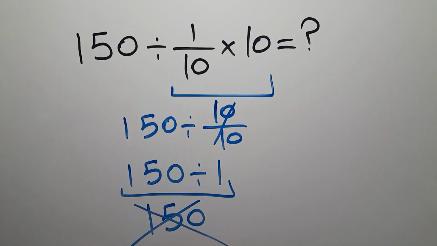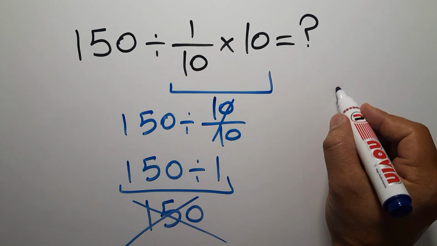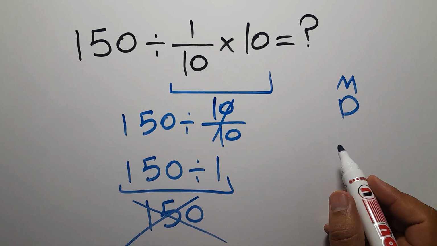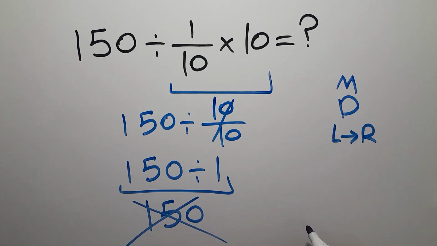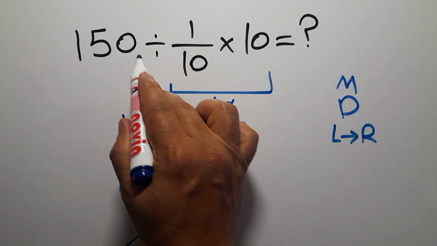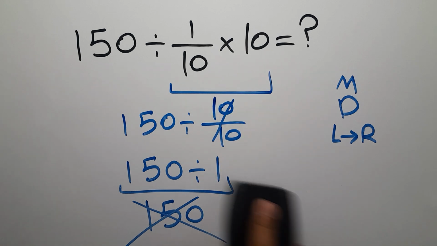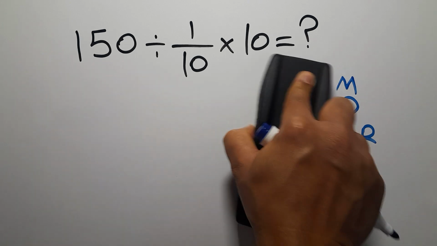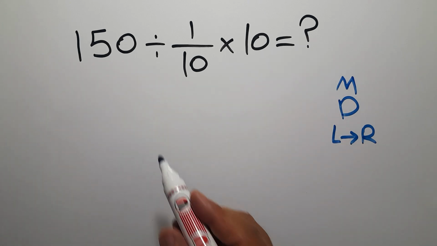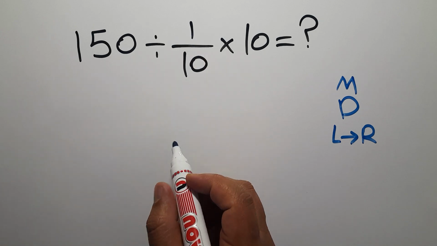because according to the order of operations, multiplication and division have equal priority, and we have to work from left to right. So first we have to do this division, not this multiplication. And after our division, we have to do multiplication. So first, 150 divided by 1 over 10.